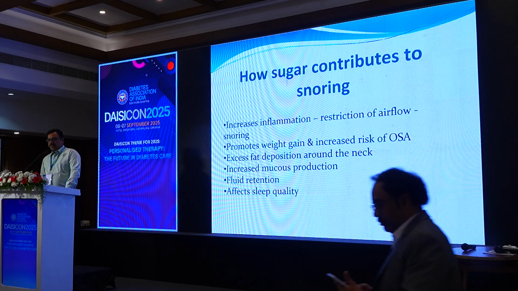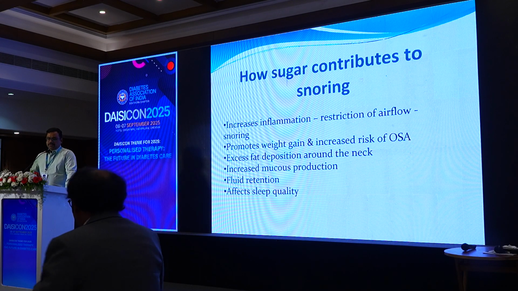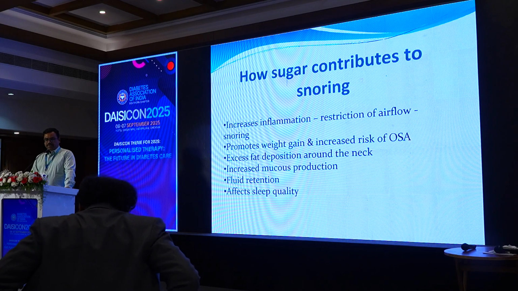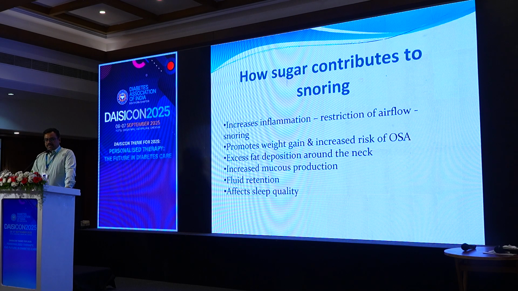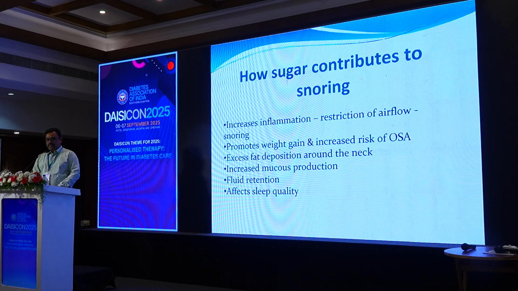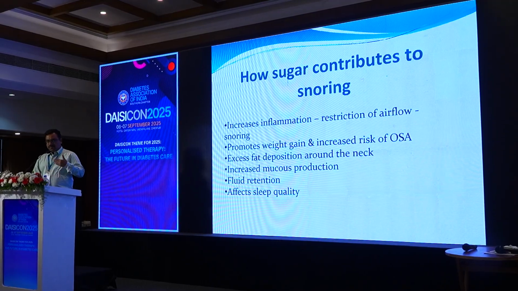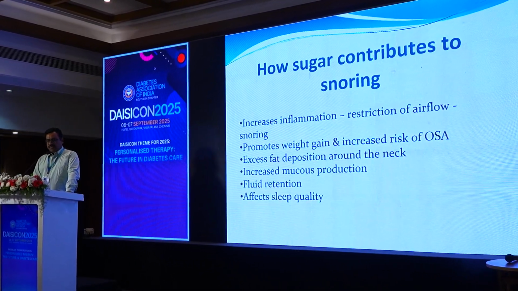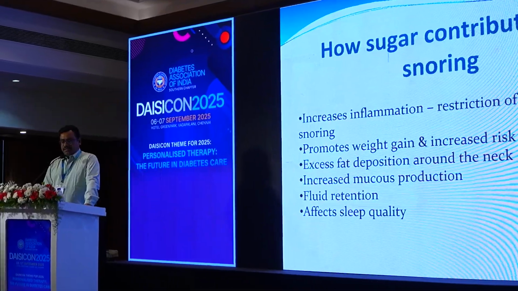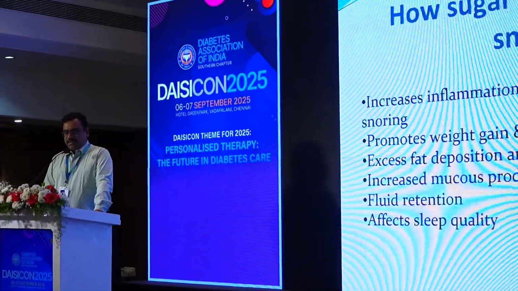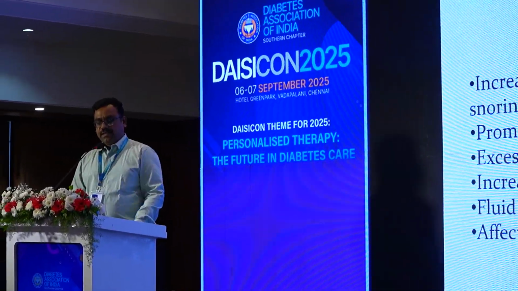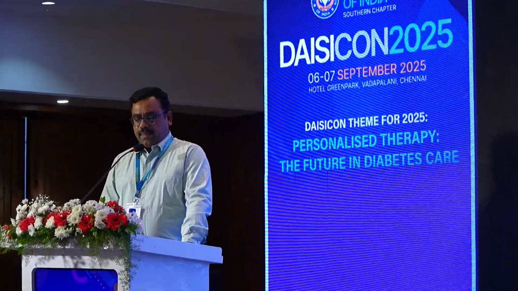So what are the mechanisms by which sugar contributes to snoring? There will be intense inflammation, as inflammatory pathways are activated. There will be restriction of airflow, ultimately leading to snoring, and it promotes weight gain and increases the risk of OSA. With weight gain there will be deposition of fat over the airways, as well as over the neck and the under surface of the tongue. Excess fat deposition can take place, increasing mucus production and fluid retention. Again, they can impair the airway and predispose to snoring, and it affects quality of sleep also.